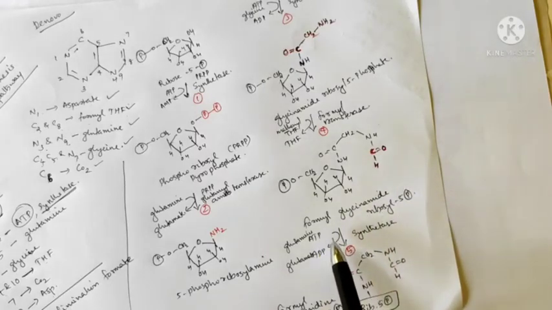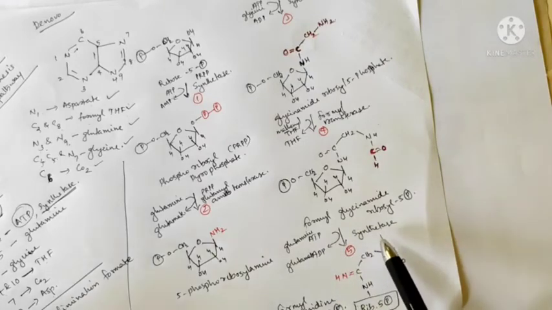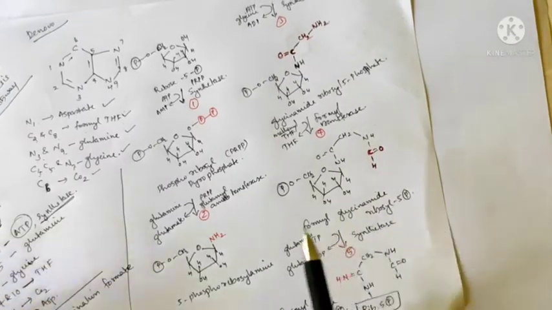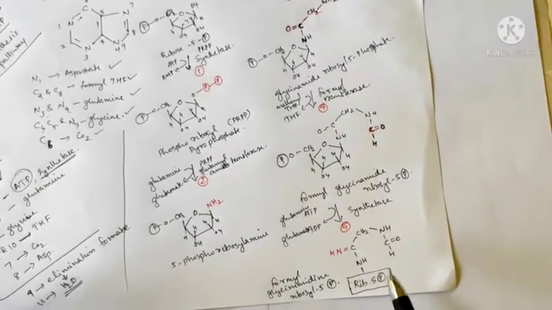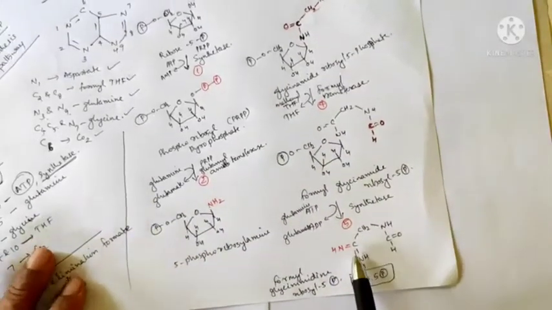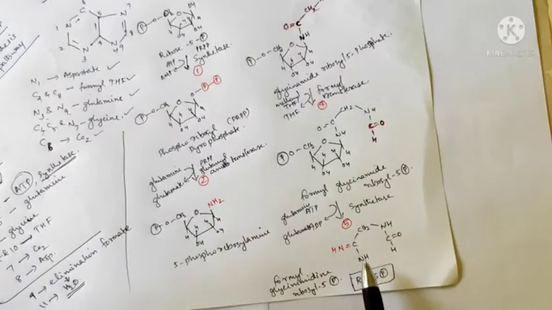Then in the fifth step, ATP is required and the enzyme synthetase. The fifth step also requires glutamine, and the carbonyl oxygen is replaced by an NH group. Oxygen is replaced by an NH group, forming formyl glycinimidine ribosyl 5-phosphate. That is the fifth step. Then coming to the next step, the sixth step.